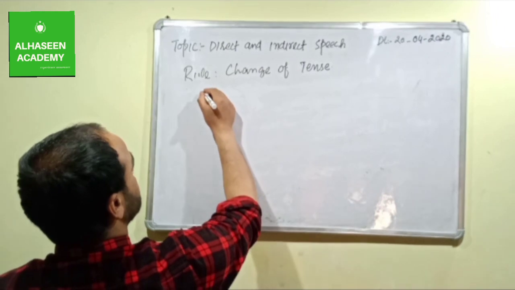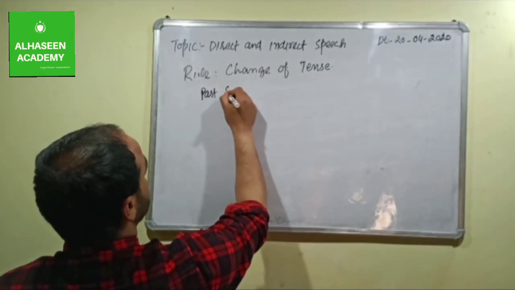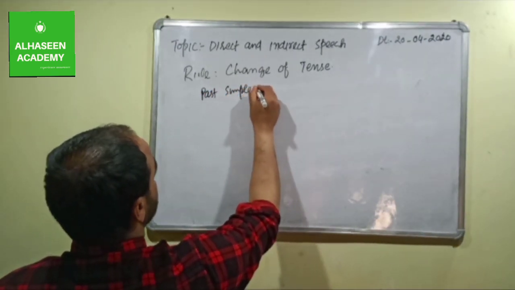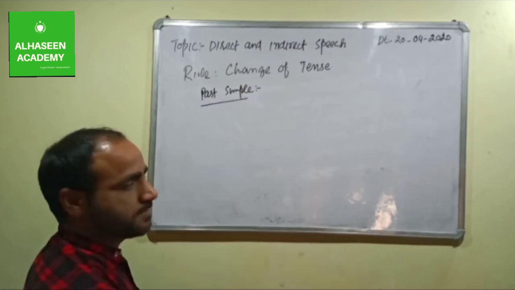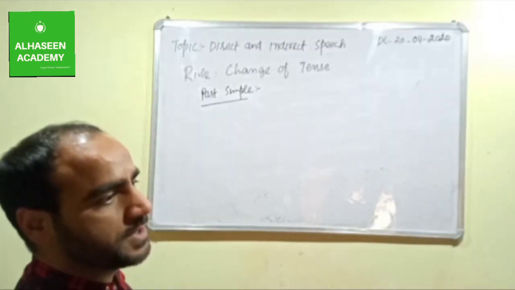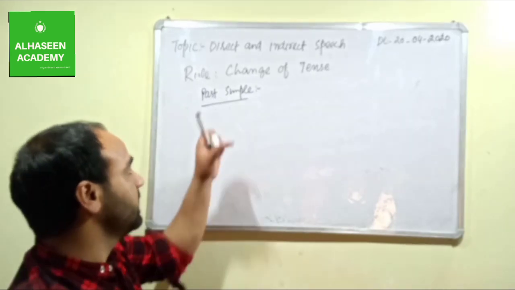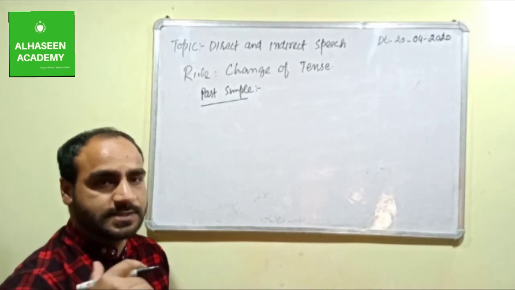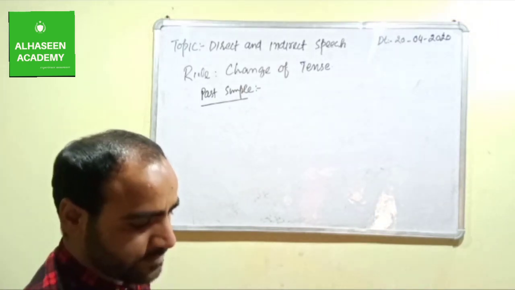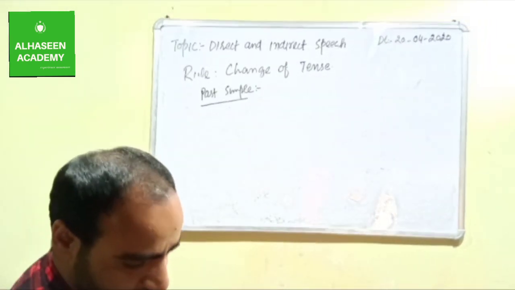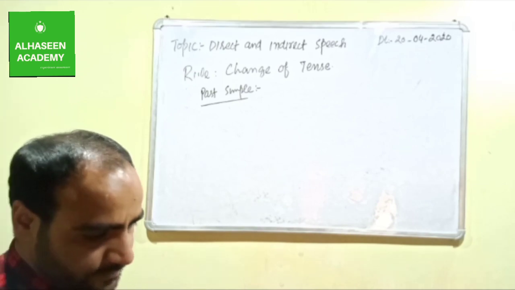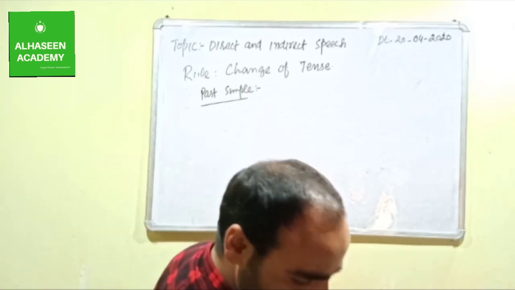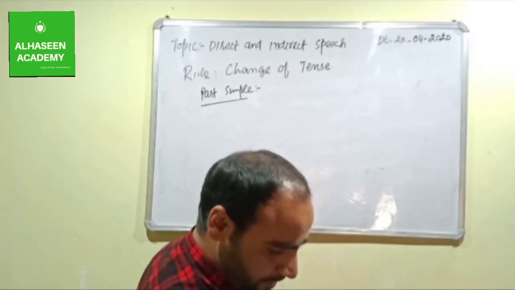First of all, there is past simple. What is past simple? Past simple is the activity which has just been completed, and the tense which we are using in past tense is subject plus second form of verb. Subject plus second form of verb. See, we can look at a few examples here.